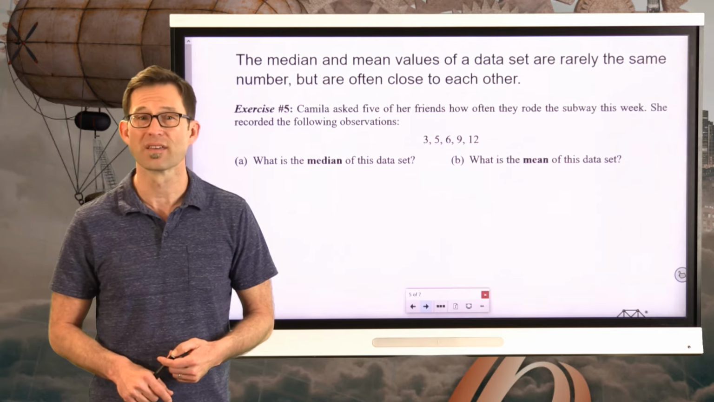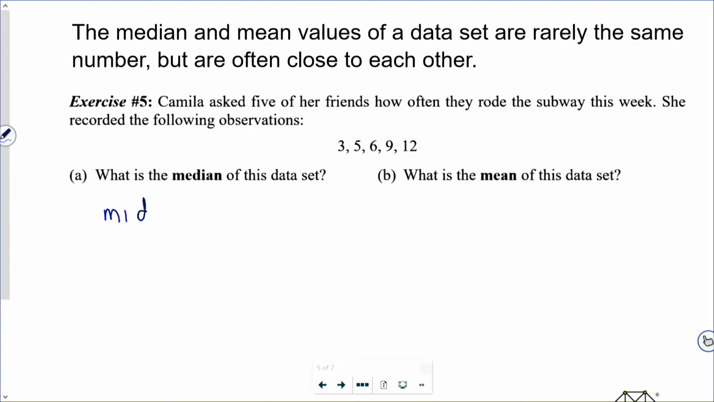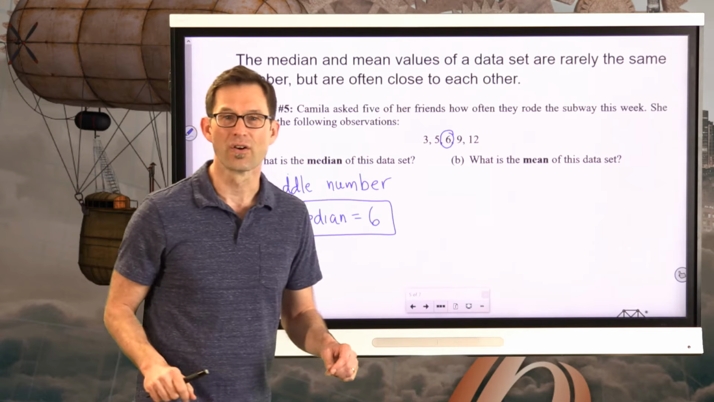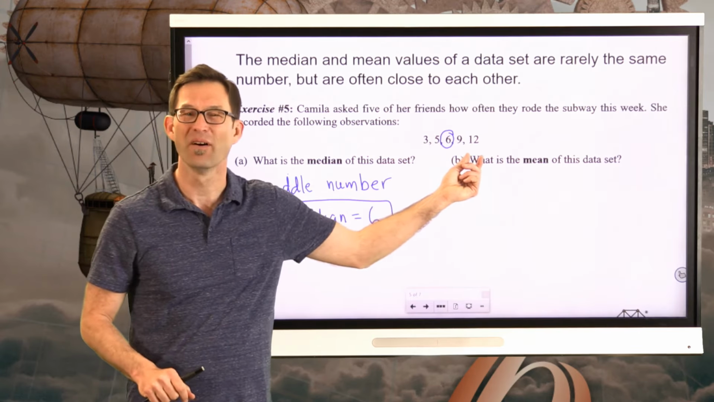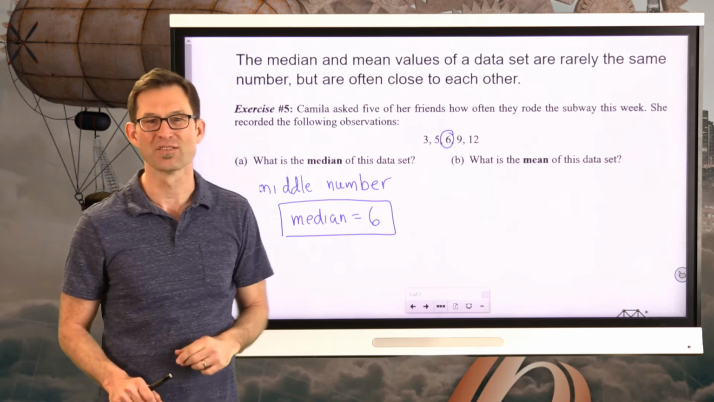Well, the median's a piece of cake, right? The median, remember, is the middle number. And with only 5 data points, that's pretty easy to see. Very easy to see that 6 is my median. There are 2 values that are above the 6, and 2 values that are below the 6. The 6 is your median.